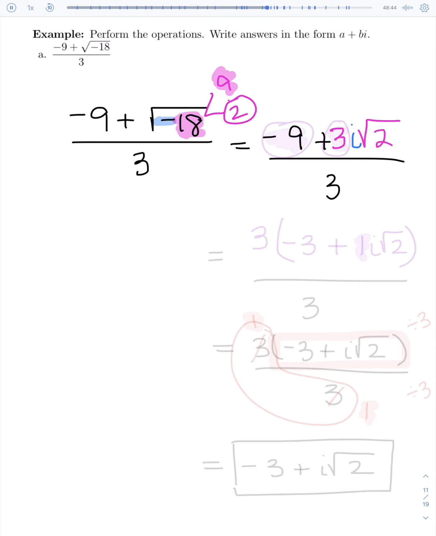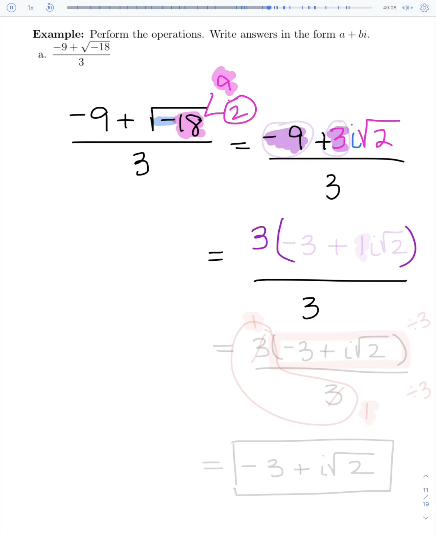Now the question is, why would you want to do this? It actually makes your life a little bit better because now what you'll notice is on top I have a -9 and a 3. So both terms on top are divisible by a 3. So that means I can factor out a common factor of 3 from everything on top. That's what's going to help me reduce or simplify this.